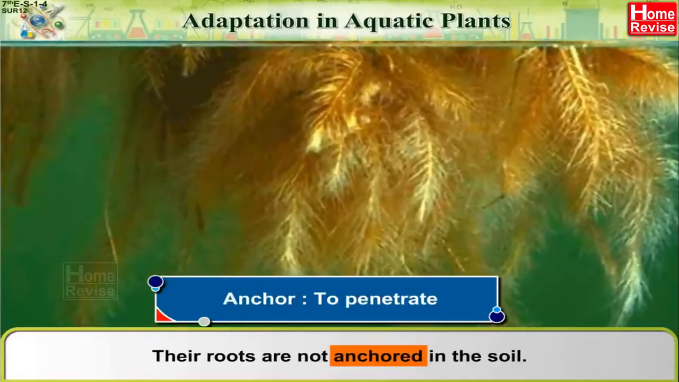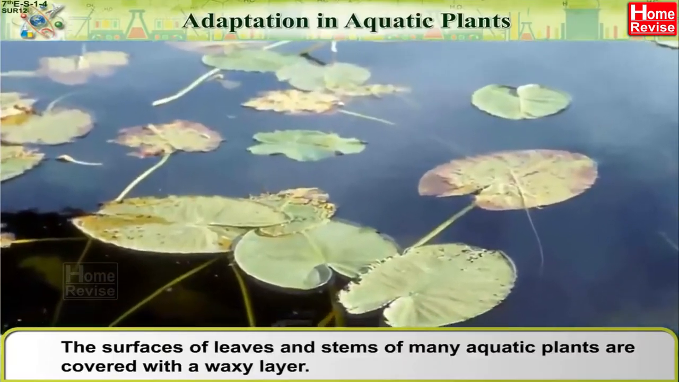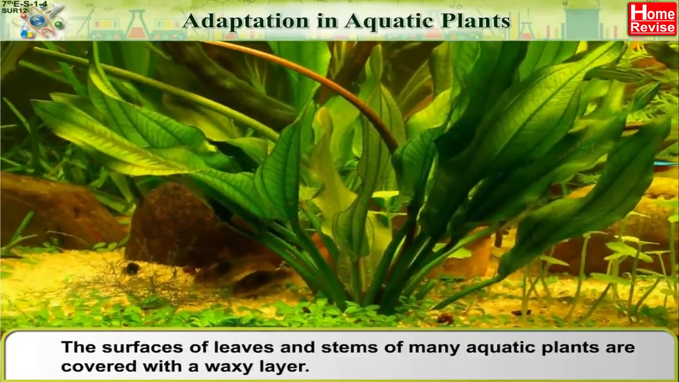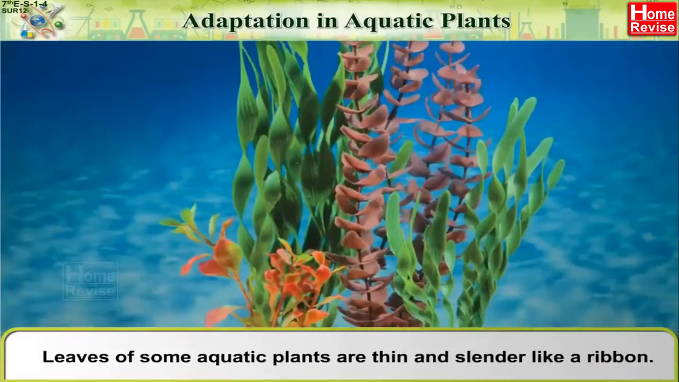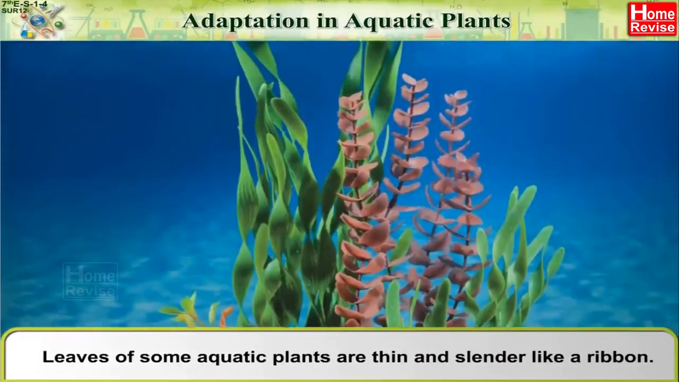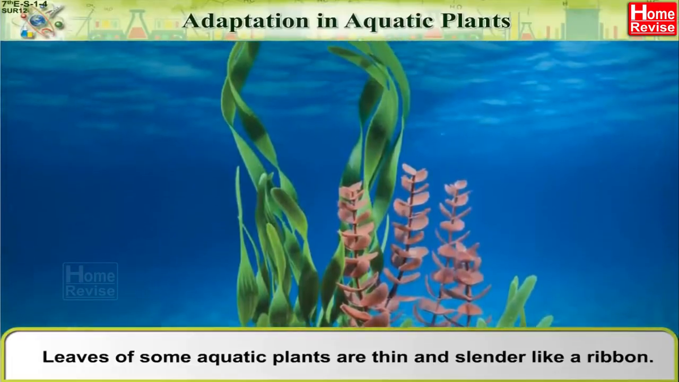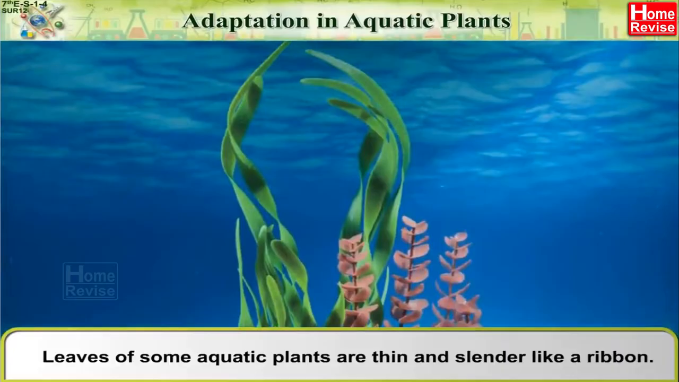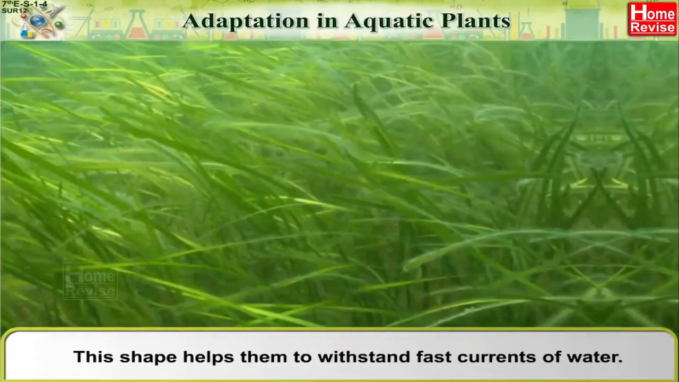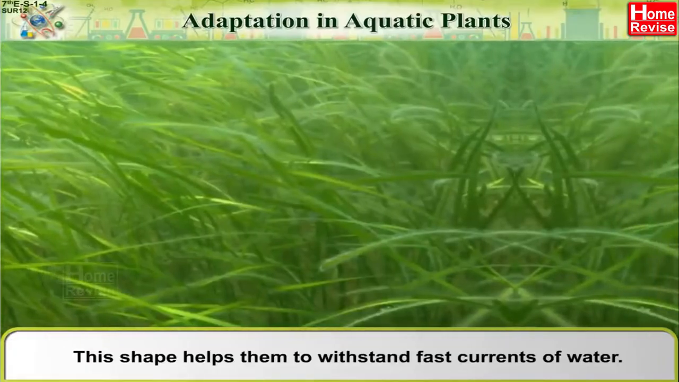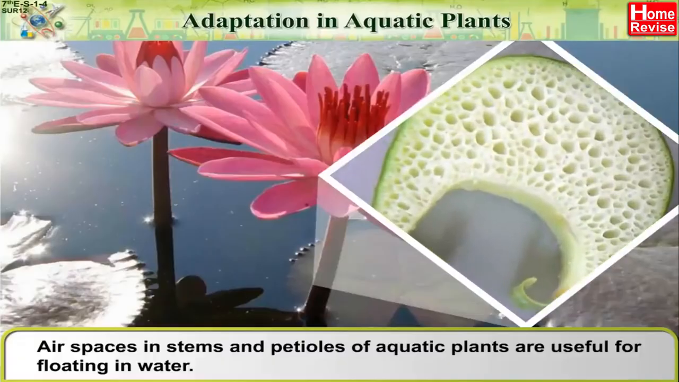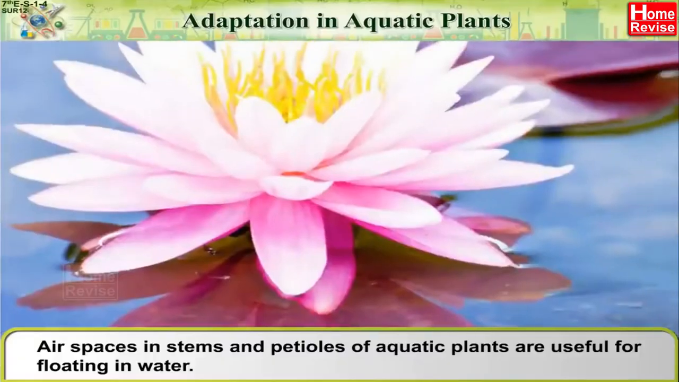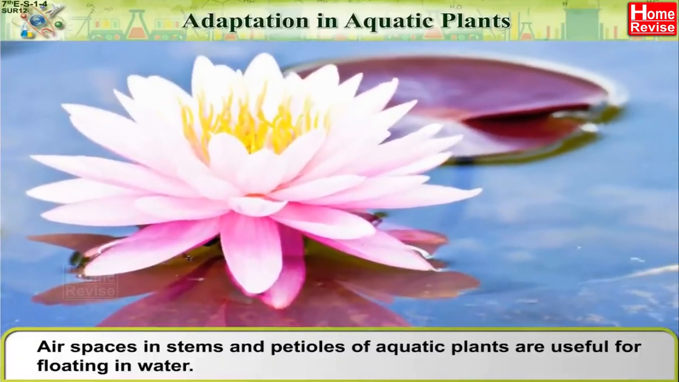Anchor means to penetrate. The surfaces of leaves and stems of many aquatic plants are covered with a waxy layer. Leaves of some aquatic plants are thin and slender, like a ribbon. This shape helps them to withstand fast currents of water. Air spaces in stems and petioles of aquatic plants are useful for floating in water.